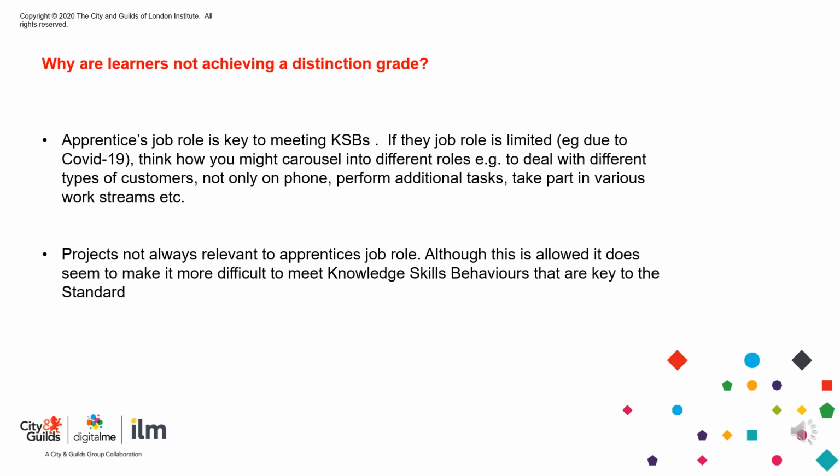It might be that the apprentice can perform additional tasks or take part in various work streams if the apprentice is carouseled into a different job role. Projects are not always relevant to the apprentice's job role, and although this is allowed, it does seem to make it more difficult for the apprentice to generate the required evidence to meet the knowledge, skills and behaviours. Where possible, ensure the apprentice's project maps directly to their job role or the organisation.